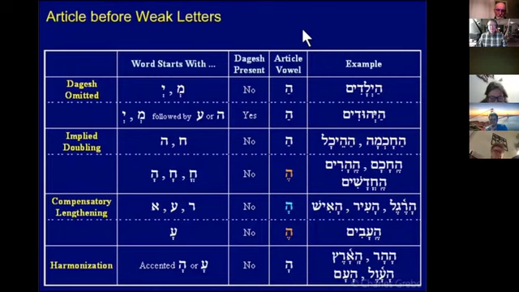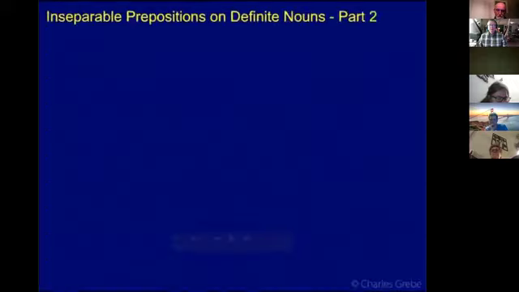Nou, we hebben nog eentje te doen. En dat is deze. Inseparable prepositions on definite nouns. Ben je er klaar voor? Inseparable prepositions on definite nouns, part 2.